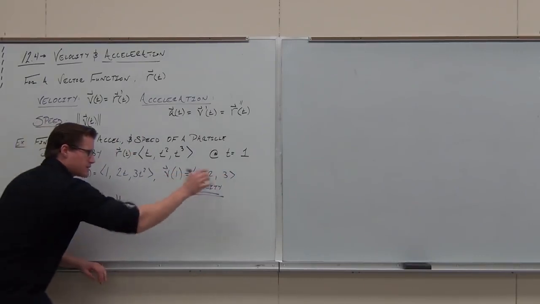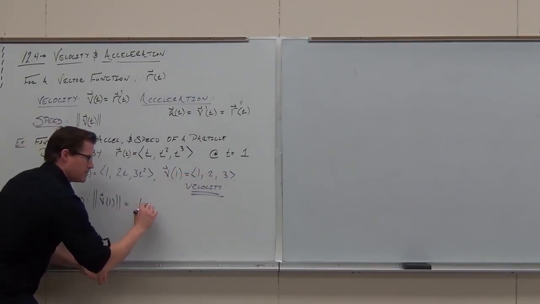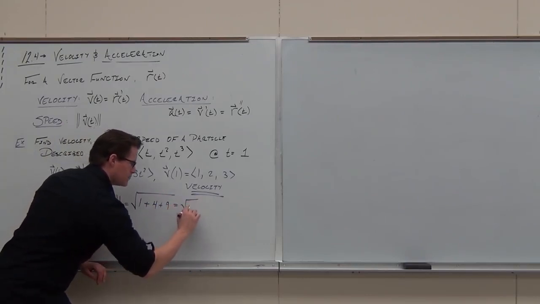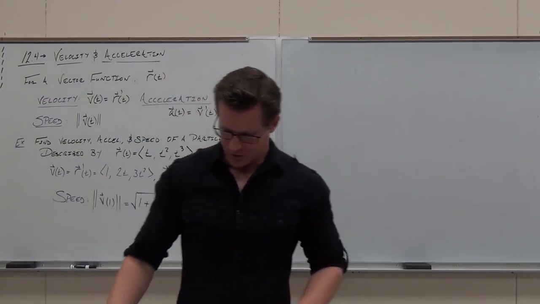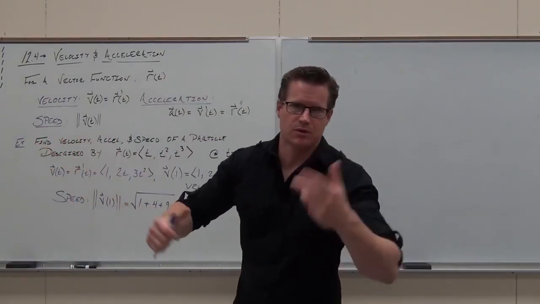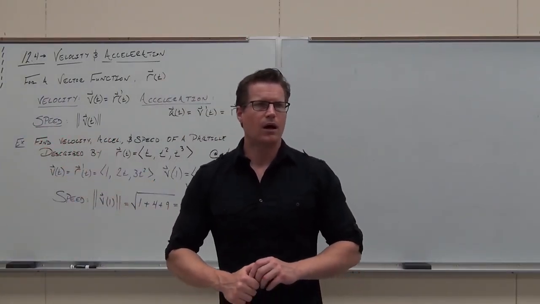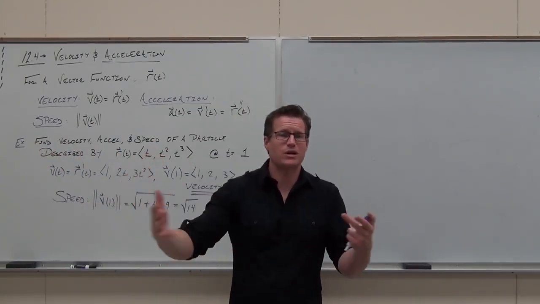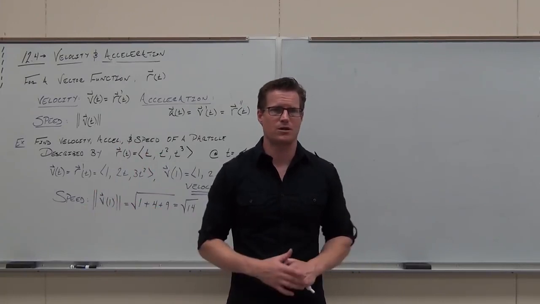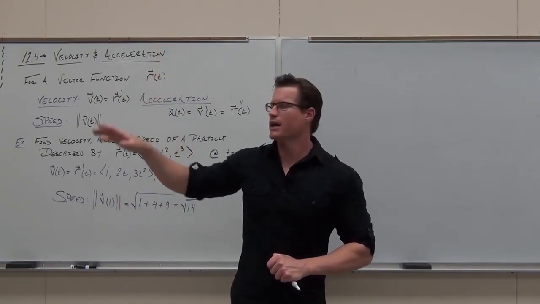So the magnitude of this vector gives you, let's see, square them, add them, square root them, square root 14. Square root 14 units per second, whatever we're talking about. Notice how it doesn't have a direction, though. It's just telling us the magnitude of that vector. That's what it means, the speed. That's all we're talking about. Show of hands, feel okay with that one. Let's go ahead, let's do one more.